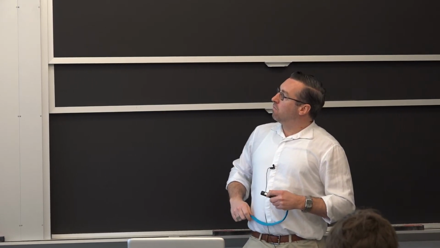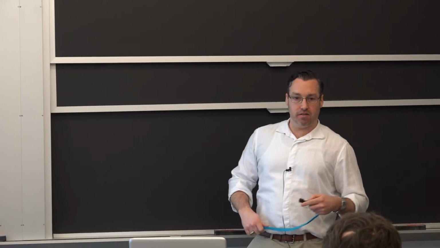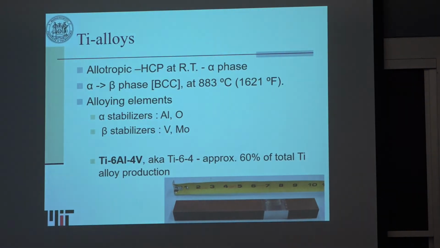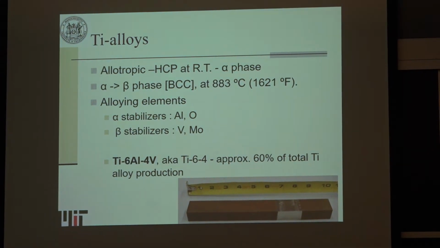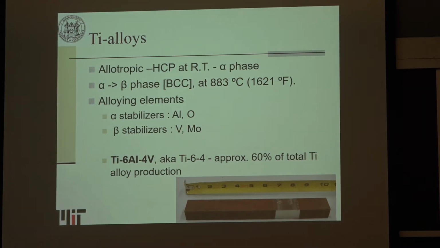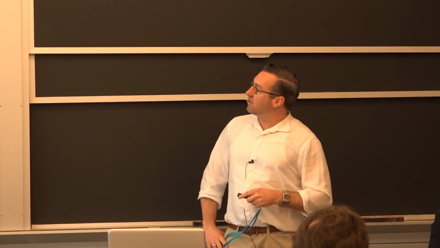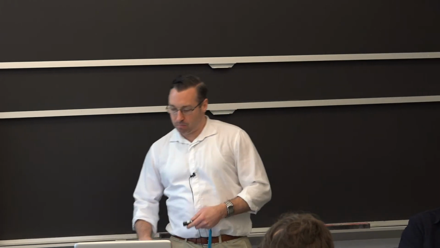We'll talk about TI-64 because it makes up about 60% of the total titanium base alloy production. But what happens is you have to add stabilizers because titanium alone won't give you the properties you need. So you start adding what's called alpha stabilizers and beta stabilizers to give you mechanical properties, oxidation and corrosion resistance, and other various properties that are needed in service. The alpha stabilizers include aluminum and oxygen, and the beta stabilizers, vanadium and molybdenum.